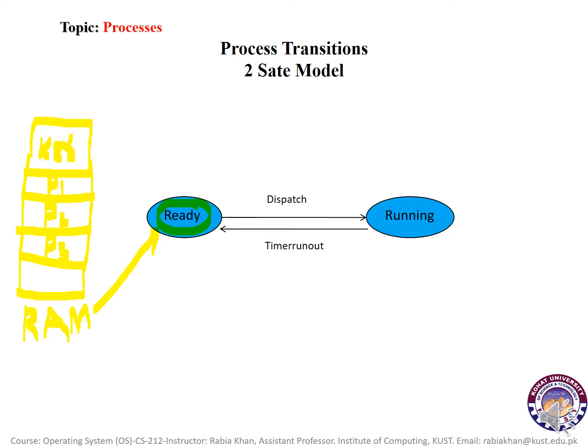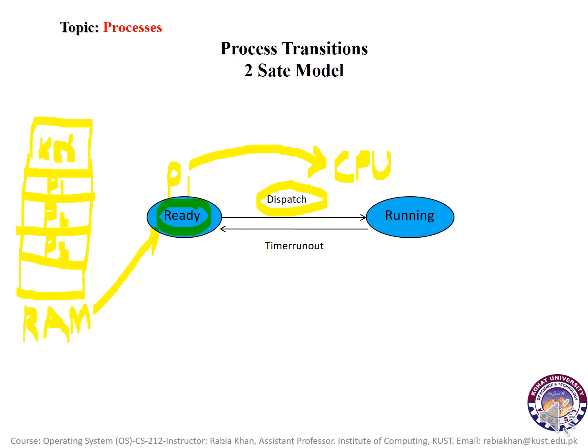So when a process is selected, for example, this is the first process P1. P1 is at the top of RAM. It is assigned to the CPU. It has been assigned to the CPU, so its state changes from ready to run. Now it is being executed on the CPU. The instructions within this program, within this process, start to be executed. Now this is the event which happens to change the state from ready to running.